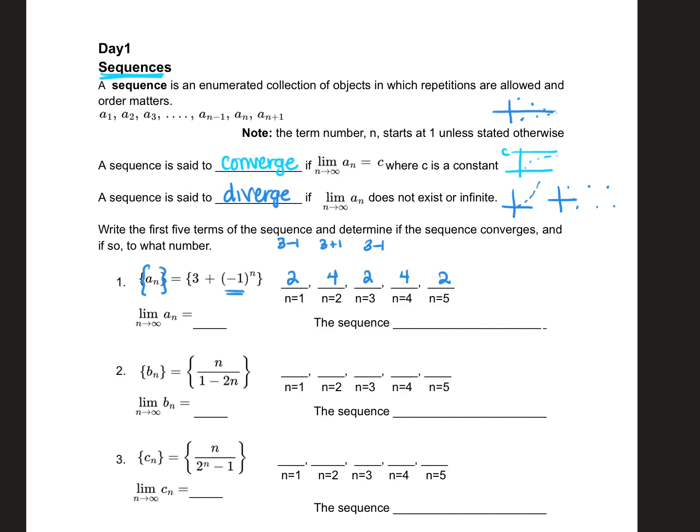So does this sequence have a limit? It might have been harder for me to determine that here, but writing out a couple of terms, I can see that there is no limit. It's alternating between 2 and negative 2. So the limit does not exist, so the sequence is said to diverge.